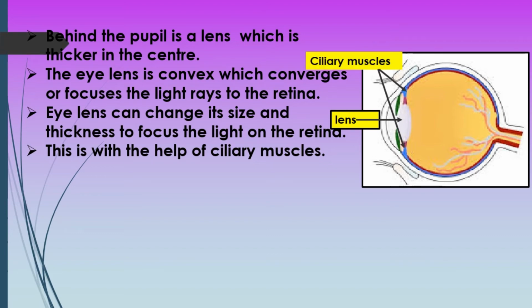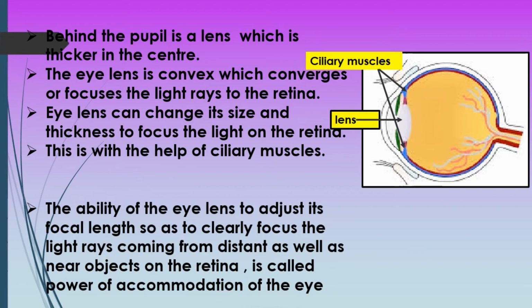The ability of the eye lens to adjust its focal length so as to clearly focus the light rays coming from distant as well as near objects on the retina is called power of accommodation of the eye. Light rays coming from distant as well as near objects are focused on the retina. Because of this, we can see distant and nearby objects clearly.